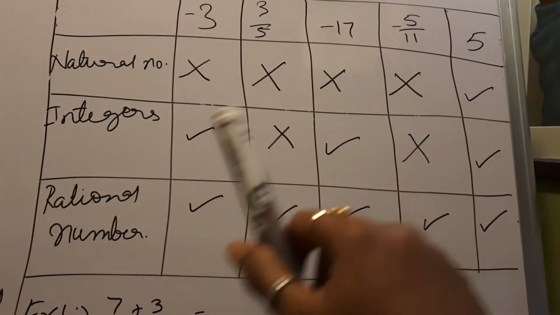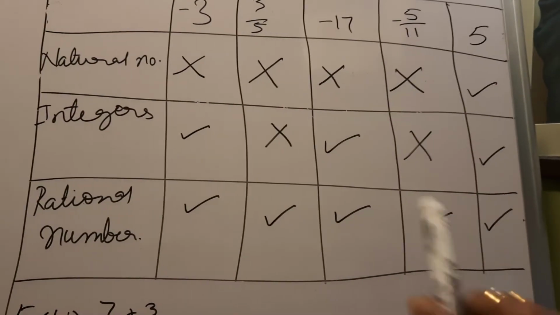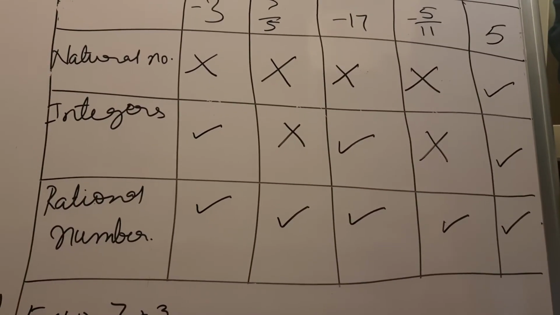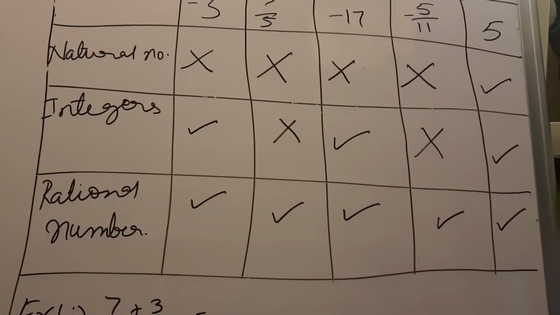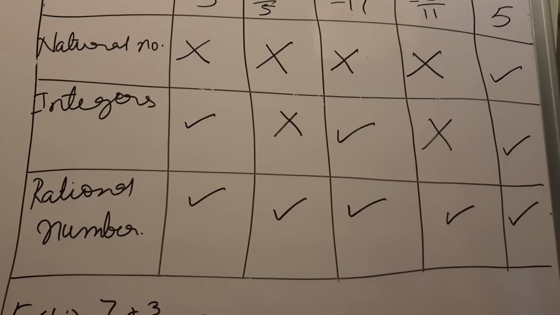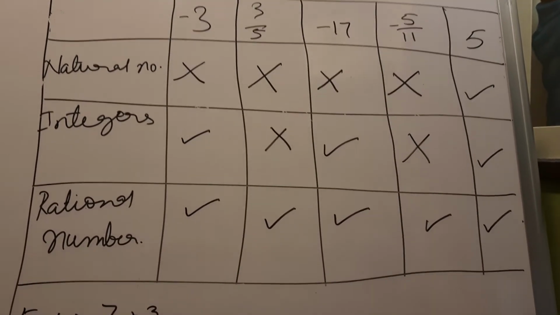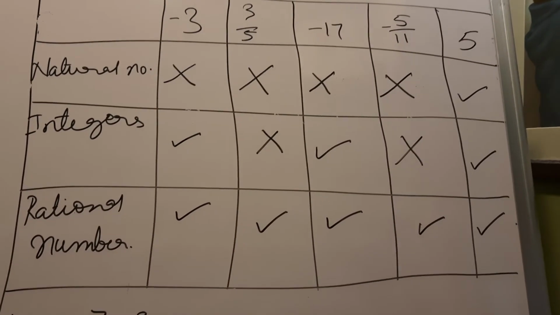Look at all the columns and look at this rational number. All numbers, whether they are natural numbers or whether they are integers, they are rational numbers. Hope you have understood, children. Okay. So all types of numbers are included in rational numbers.